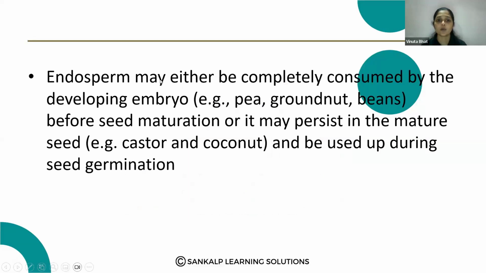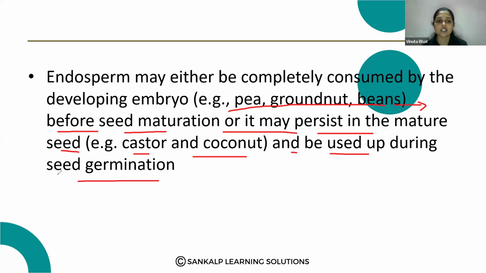What is the main function of the endosperm? Endosperm provides the nutrition to the developing embryo. Sometimes the endosperm may be completely consumed by the developing embryo before the seed maturation, for example in pea and groundnut. In this type of plants the endosperm is completely consumed. Or it may persist in the mature seed, for example castor and coconut, and be used up during the seed germination.